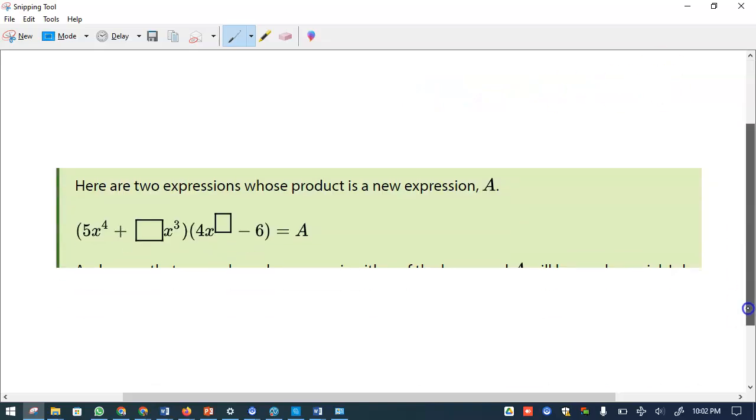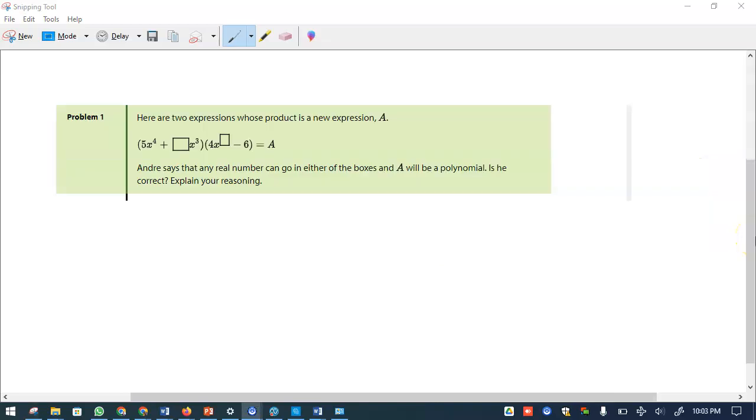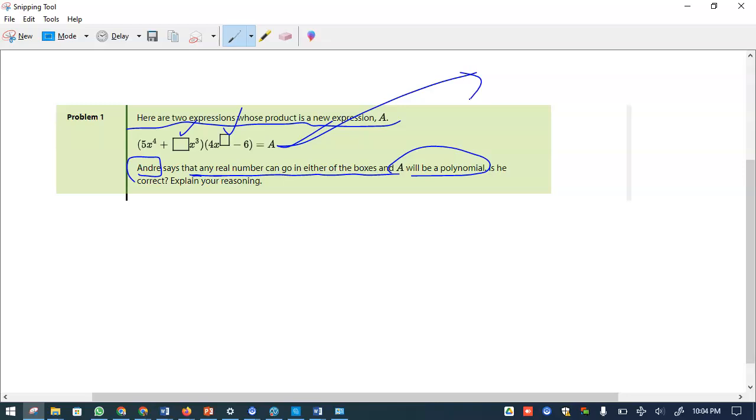Okay. And the question is, here are two expressions. So they gave you, see, it's a very tricky question. There are two expressions whose product is a new expression. The question is, one student says that in this box, can you put anything? Any real number can go in either of the boxes, and the final outcome is going to be a polynomial.